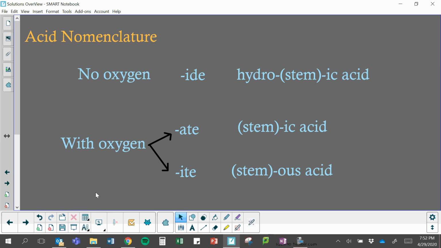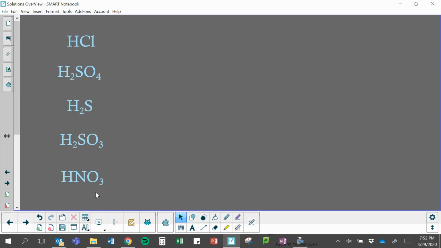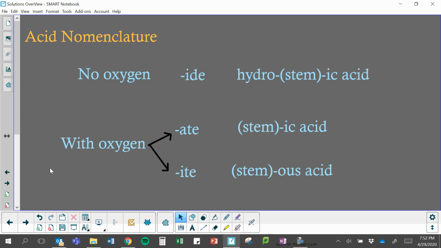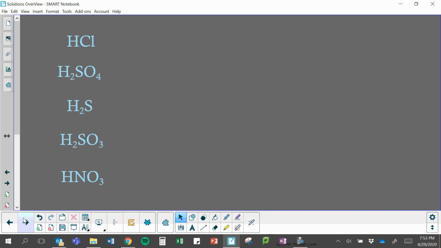So we'll do some examples of this so it makes a little more sense. This first one up here is an acid that's pretty common, HCl. And so we can see right off the bat when we looked at our rules, we have with oxygen or no oxygen. This does not have oxygen. So we're going to use this first rule where we change the "-ide". We put hydro, the stem, "-ic", acid.